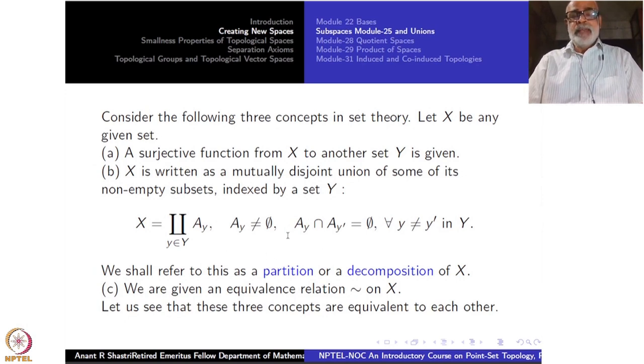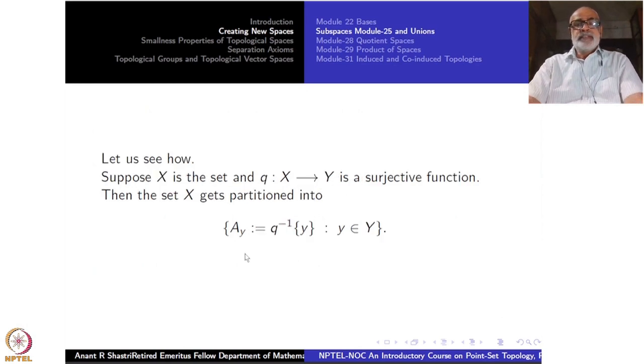This has a name. This is called a partition of a set or a decomposition of a set; these two terms are used. So, partition of X or decomposition of X. The third thing is we are given an equivalence relation on X. So these three concepts are mutually the same. One gives rise to another, another gives rise to one, in a bijective way. That is precisely what we want to say, that you will see that these three concepts are equivalent to each other. So let us see how.